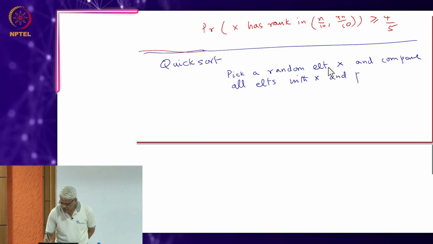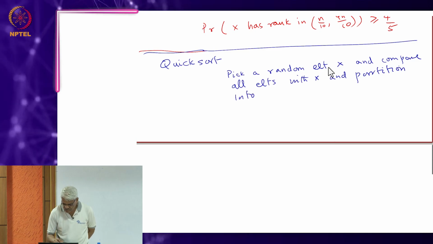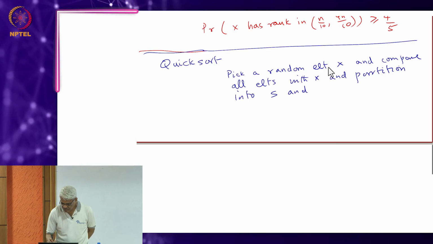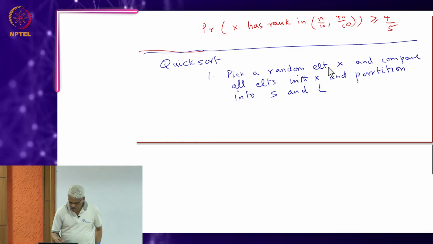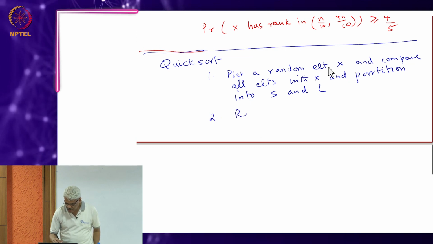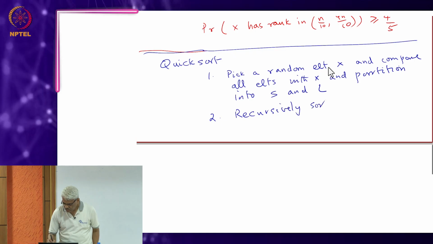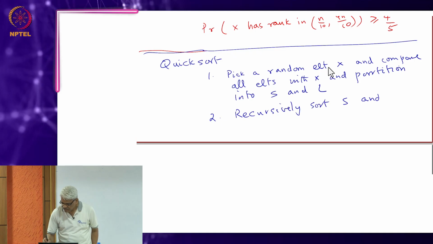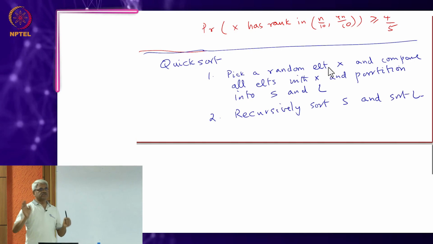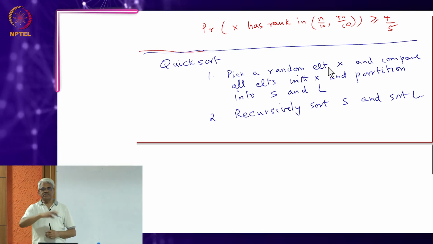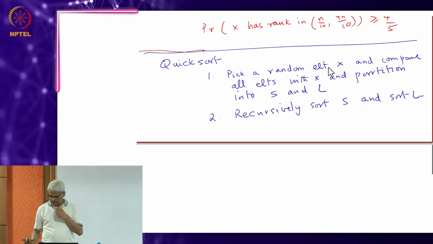And partition into S and L, all those smaller than x, all those larger than x, and step 2, recursively sort. That's all, right? Two lines essentially. Pick a random pivot, do your partitioning, and then once you have partitioned, sort this part recursively, this part recursively.